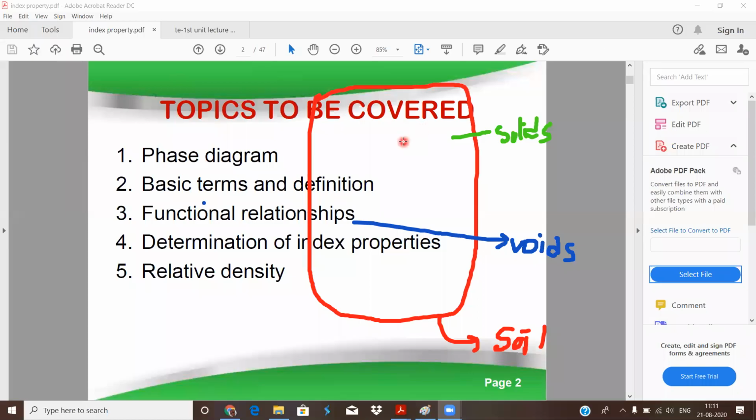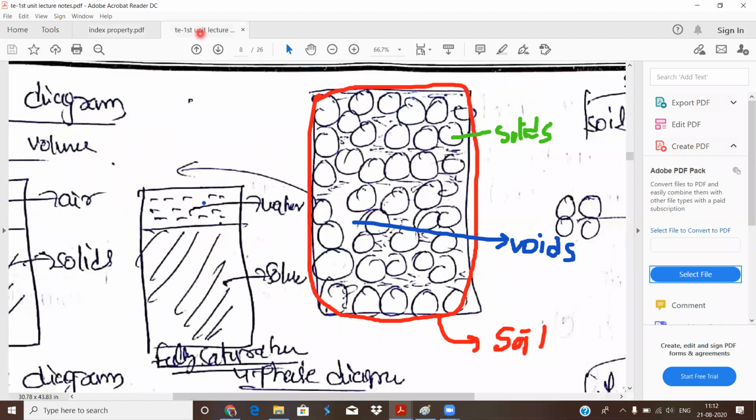Today our topic is the phase diagram, basic terms and definitions, and fundamental relationships between these basic terms. At the end of the topic, we will cover the determination of index properties and also relative density. If possible, we will cover total diagrams.